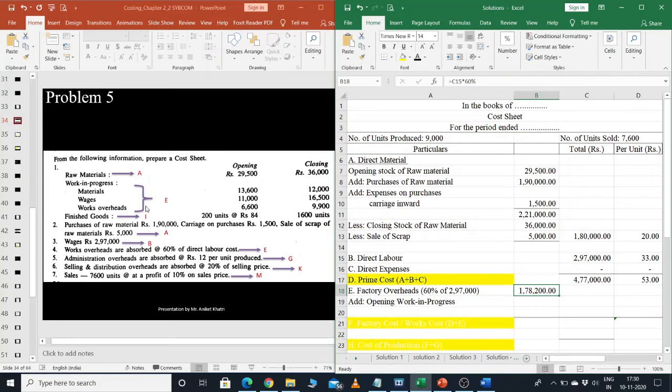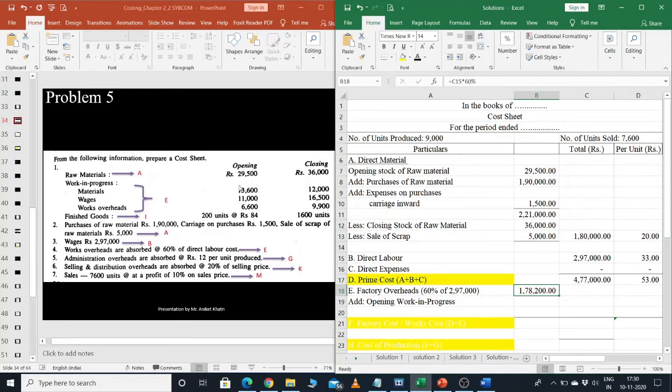Okay, so in work in progress I have already shown here. So we need to add material plus wages and plus work overheads. So total of 13,600, 11,000 and 6,600. This is our total work in progress.